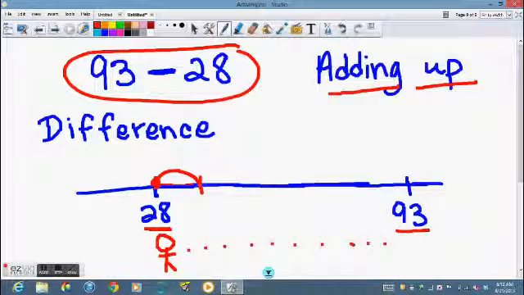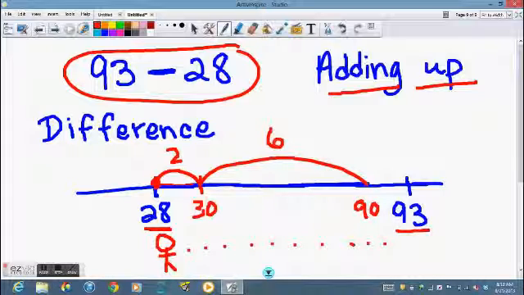So what is my total there? Well, 2 plus 60 is 62, plus 3 is 65. So I have a total of 65 from here to here. And that actually is my answer to my problem.